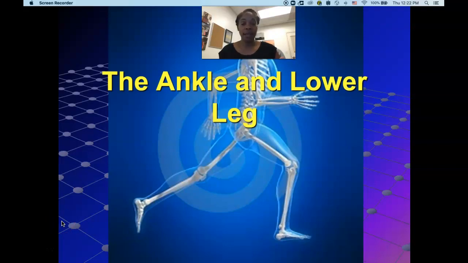Today we will be covering injuries and signs and symptoms, and we'll also add in a few special tests for the ankle and the lower leg. And by lower leg, what I'm referring to is the tibia and the fibula. We will cover the knee in a separate online lecture.